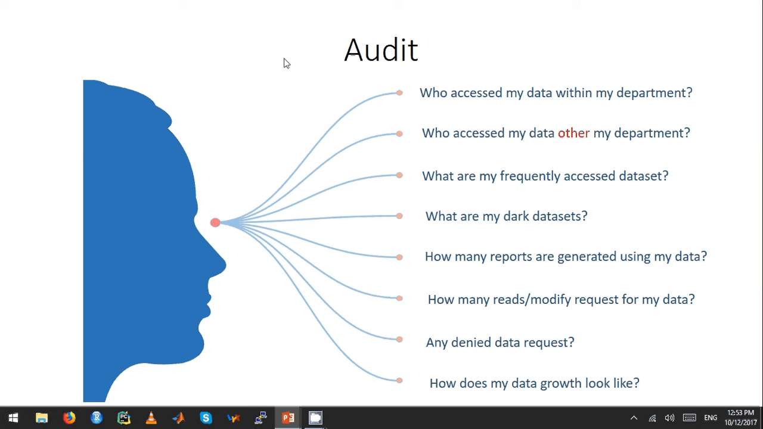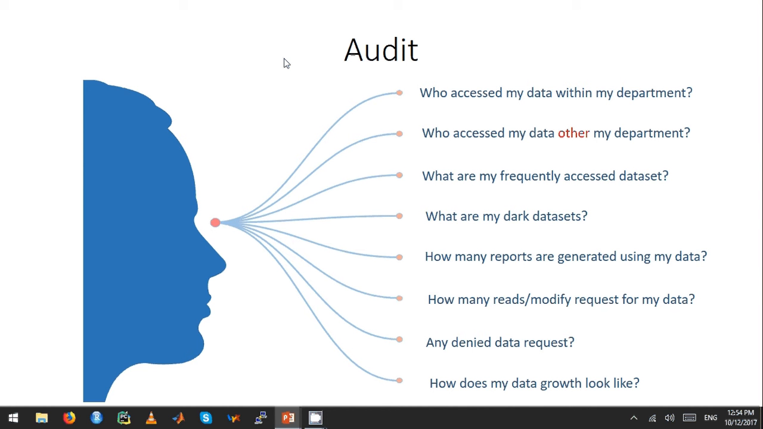So in the audit framework, you want to know who accessed your data within your own department, who accessed your data other than your department, and how frequently my data is getting accessed. What are my dark data sets, the data sets that, even though they have a business purpose, you brought into the platform and nobody uses? How many reports are being generated using my data, and how many read and modify requests do I have for my data? And are there any denied data requests happening? And how does my data growth look?